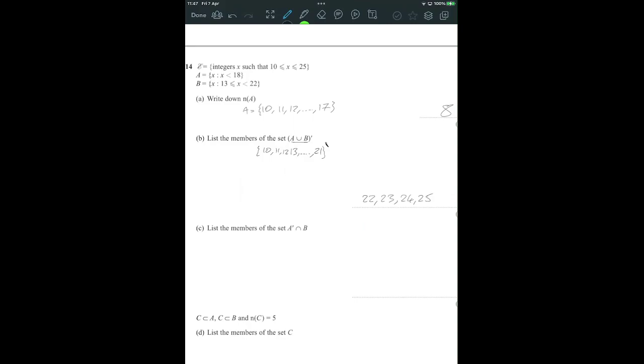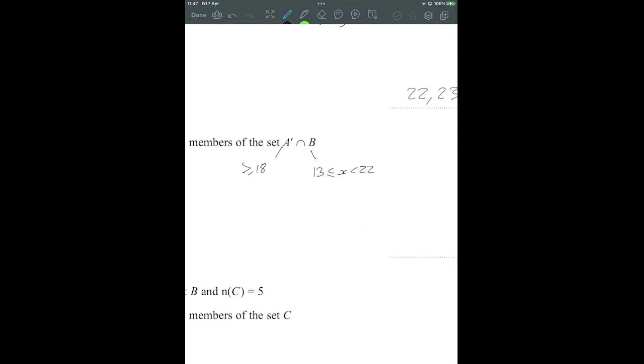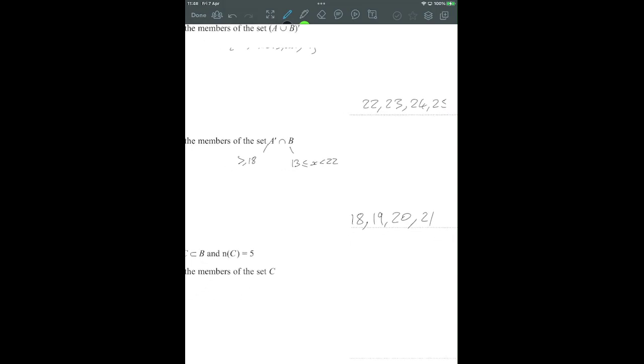List the members of the set A dash and B. So that's the stuff which is not in A. Not in A is the stuff which is bigger than or equal to 18, and we have to be between 13 and 22. So which numbers are bigger than or equal to 18, and smaller than 22? Well, 18 is 19, 20, and 21. Those are not in A, and they are in B.